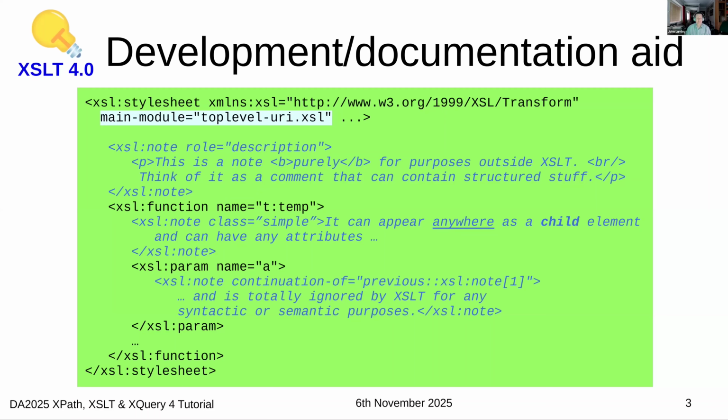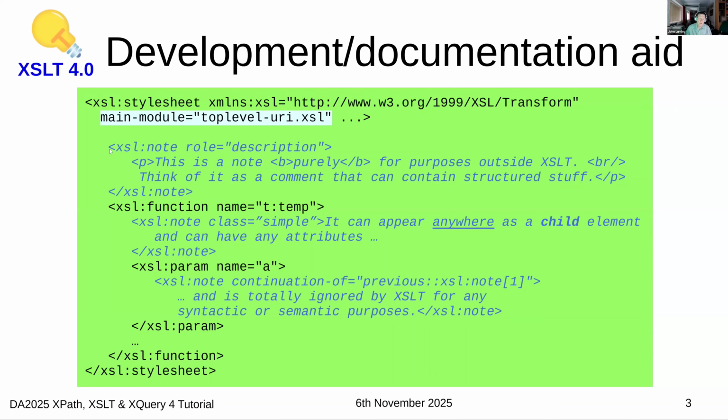The next one is nice. You can now have an XSL note child, which can have structured content inside it, as compared with a comment, and it can have anything inside it you want. It can have any attribute you want, apart from possibly ones in the XSL namespace. And you can use that for any purposes. You can read this. You can make a documentation system on top of it, whatever you want to do. And they can appear anywhere as a child element.